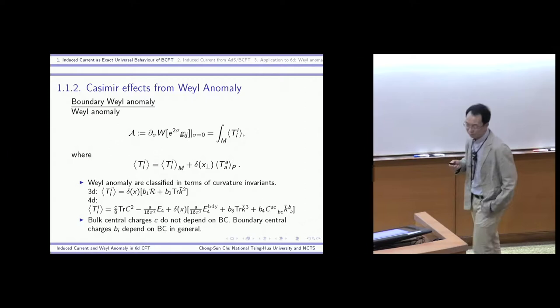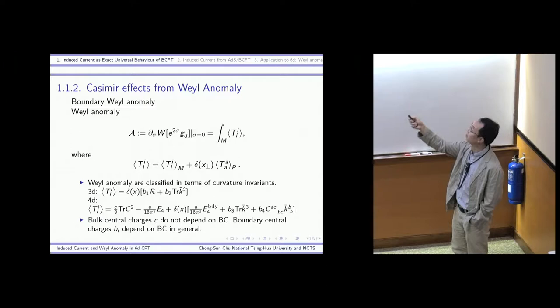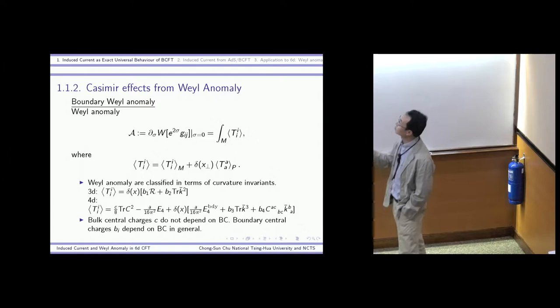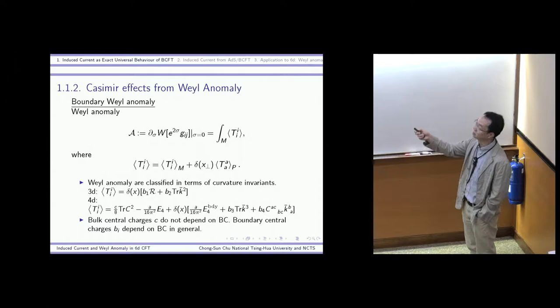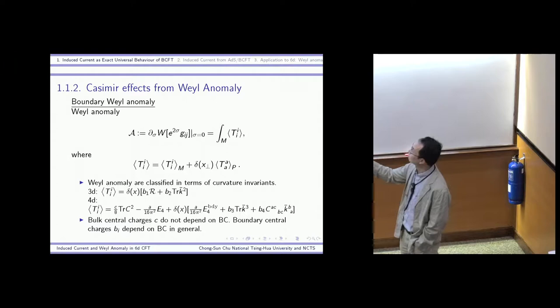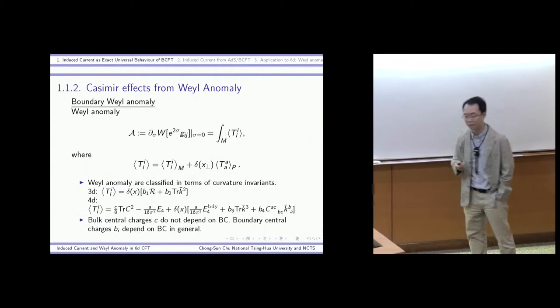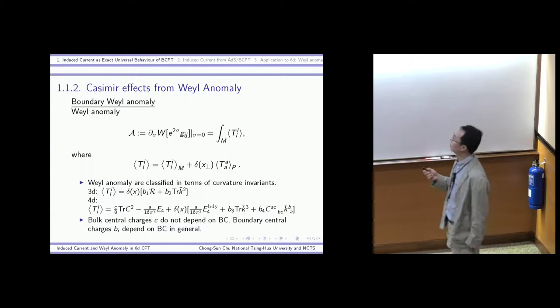Anomaly, we know anomaly, it's just a refresher definition. Anomaly, in general, can be expressed in terms of an integral over the trace of the stress tensor. So sometimes it's also called the trace anomaly. The trace anomaly has two parts. There's a bulk part and the boundary part, which is localized at the boundary. The bulk part is well classified. Christensen and Duff classified this in '94, I think. In terms of Weyl curvature invariants and Riemann curvature invariants, the boundary part has also been classified.